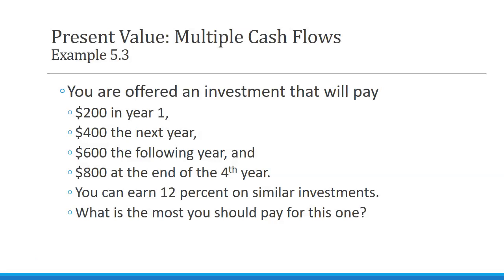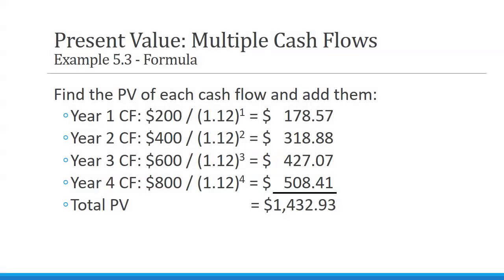What if we look instead at the present value of multiple cash flows? So we're offered an investment that is going to pay us $200 in the first year, $400 in the second year, $600 in the third year, and $800 in the fourth year. We can earn 12% on a similar investment. So how much should we be willing to pay for this investment?